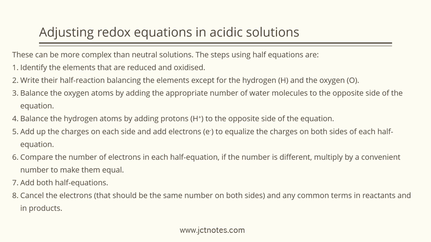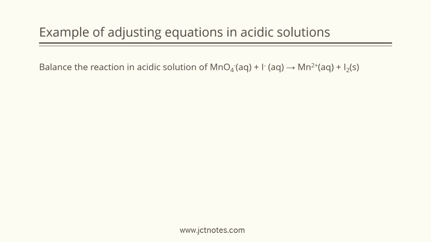Sixth, compare the number of electrons in each half equation. If the number is different, multiply by a convenient number to make them equal. Seventh, add both half equations. Eighth, cancel the electrons, which should be the same number on both sides, and any common terms in reactants and in products. As an example, we are going to adjust, in acidic solution, the reaction of permanganate with iodide to produce manganese 2 and iodine.